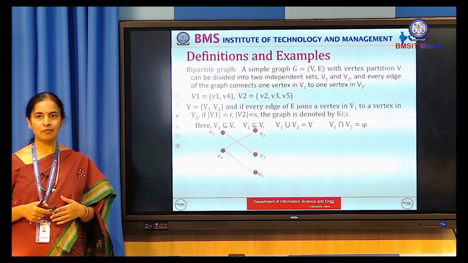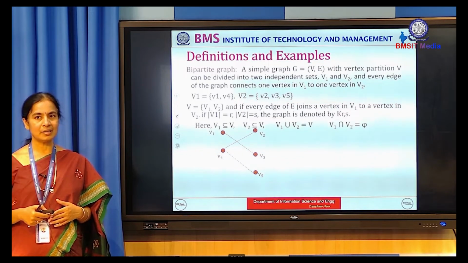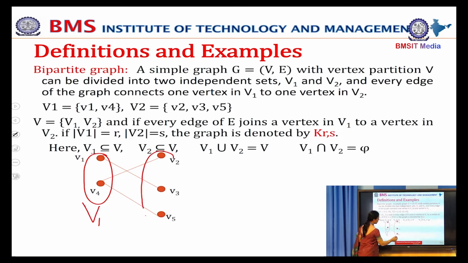Here V1 is a subset of the main vertex set V, and V2 is also a subset of V. V1 union V2 will be equal to V. V1 intersection V2 will be a null set. So V1 and V4 belong to one set, V2, V3, V5 belong to another set. This entire thing we call set V1, and this entire thing we call set V2.